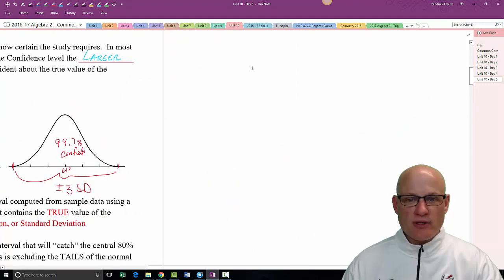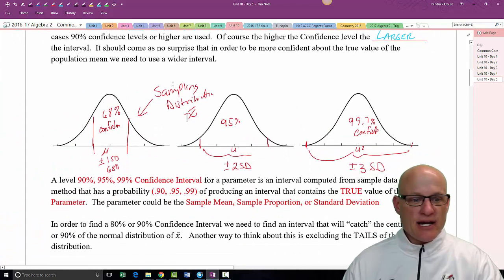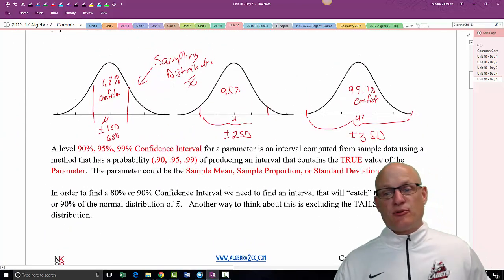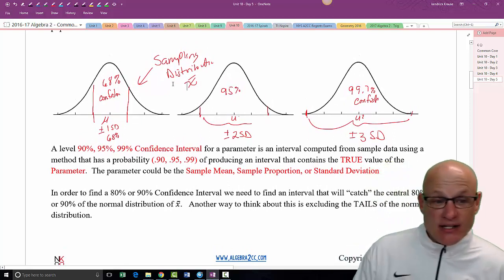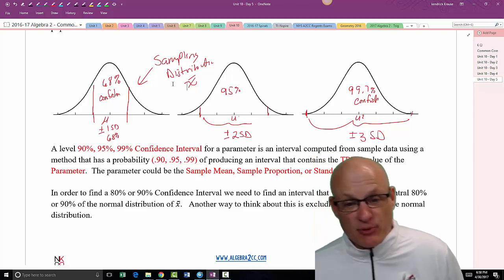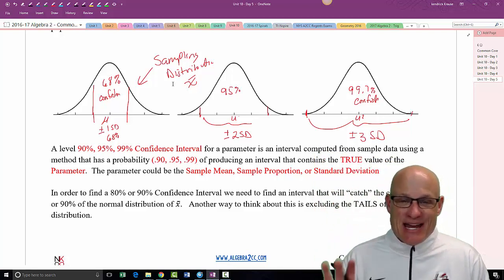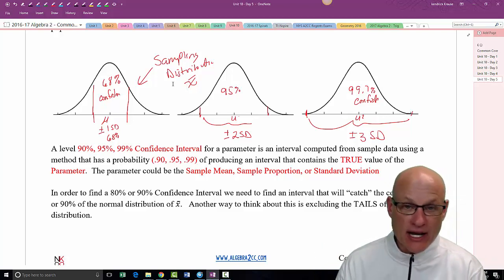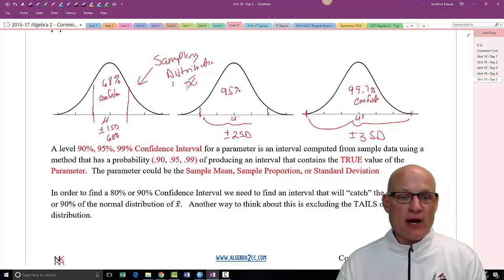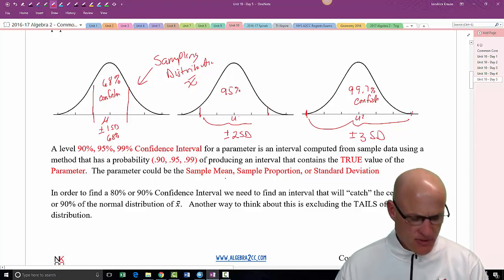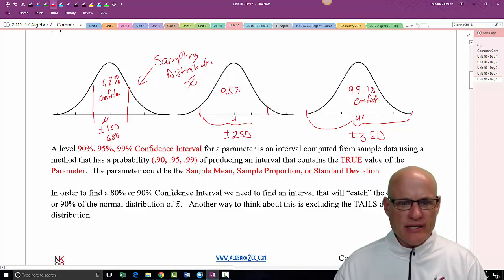So a 90%, 95%, 99% confidence interval for a parameter is an interval computed from sample data using a method that has a probability of 0.9, 0.95, 0.99 of producing an interval that contains the true value of the parameter. And the parameter, again, remember, is the population mean. We're really looking for a mean.